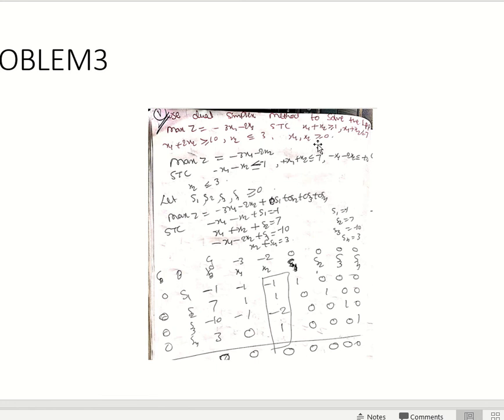Dear students, this is a very big sum. Purposely I have given this problem because it contains all the inequalities: greater than or equal to, less than or equal to, and so on.